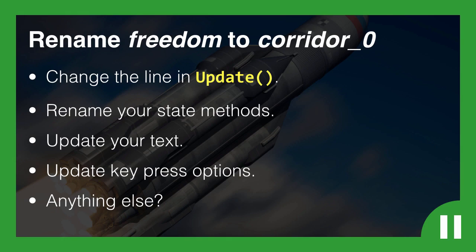For example, what state does lock 1 go to? And also don't forget your enumerated list. Okay, so pause the video and go ahead and make those changes now.